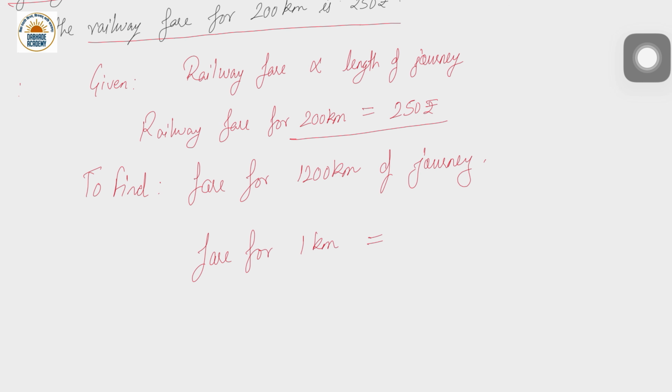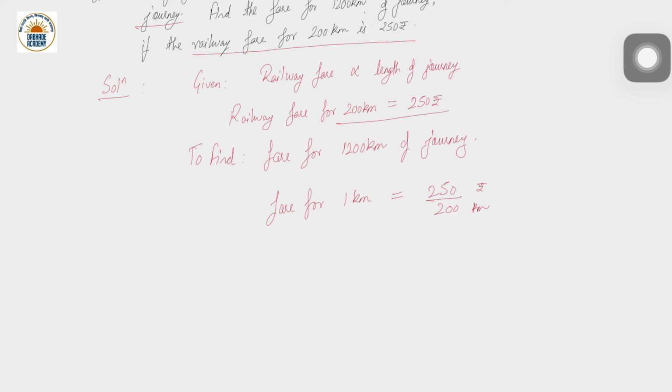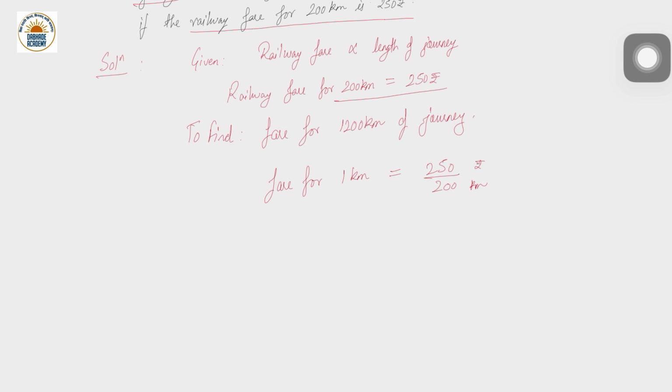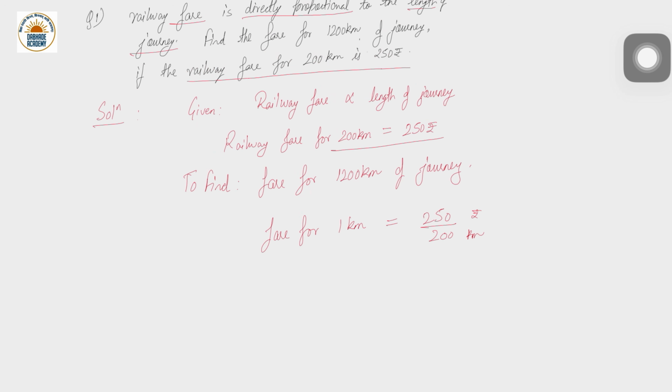Fare for 1 kilometer will be 250 rupees upon 200 kilometers. Now consider that I don't cancel this out, I just keep it like this, because this will help me later. If I have to find out the fare for 1200 kilometers, I have the fare for 1 kilometer, that is 250 upon 200. I'll just multiply it with 1200.